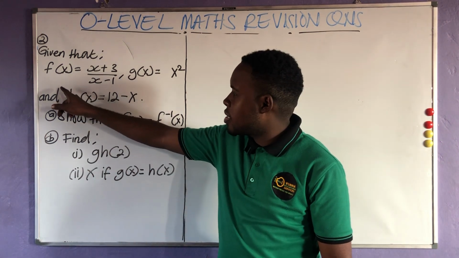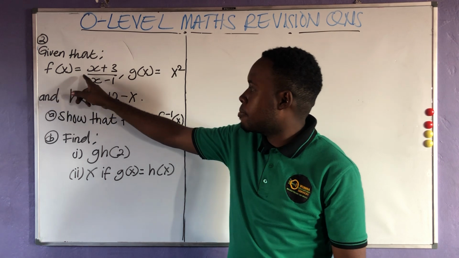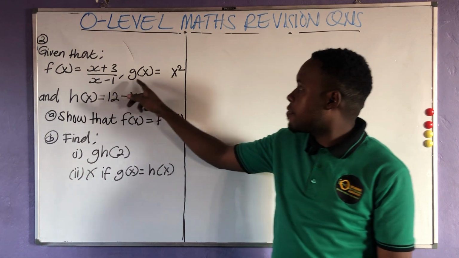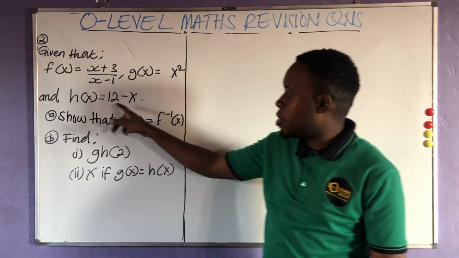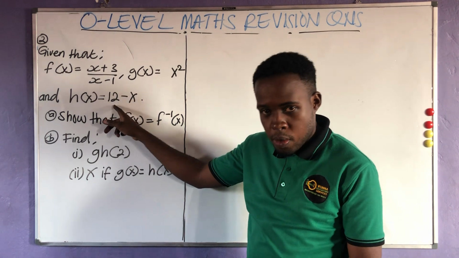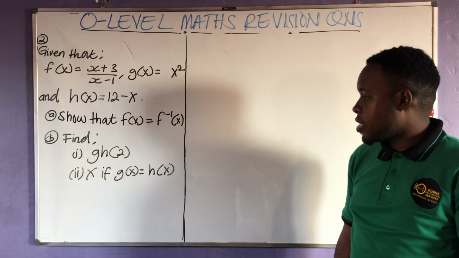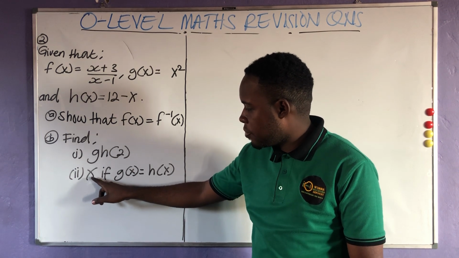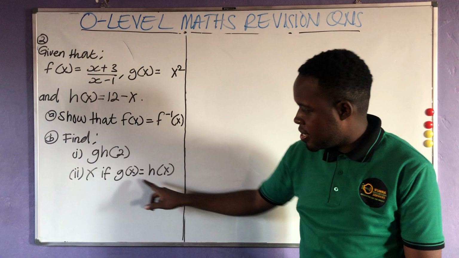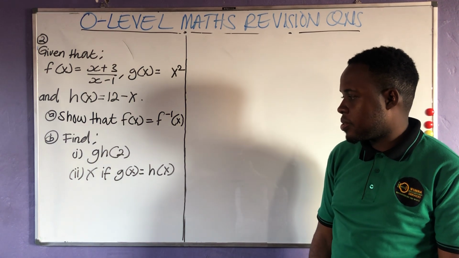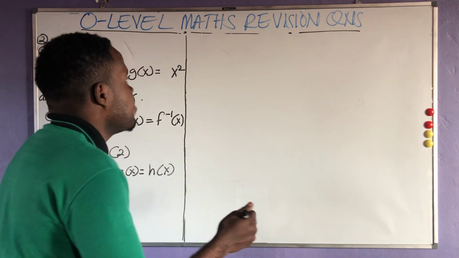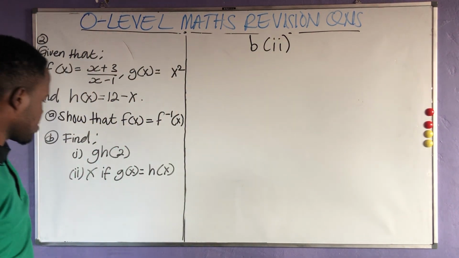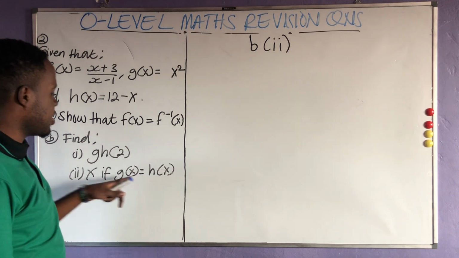We are given three functions here. We have f of x being equivalent to x plus 3 divided by x minus 1. Then we have g of x being equivalent to x squared. Then we have h of x being equivalent to 12 minus x. Now here they want us to find the value of x, in part B Roman 2: find the value of x if g of x is equivalent to h of x. So let us begin. This is part B Roman 2. They want us to find the value of x when g of x is equal to h of x.